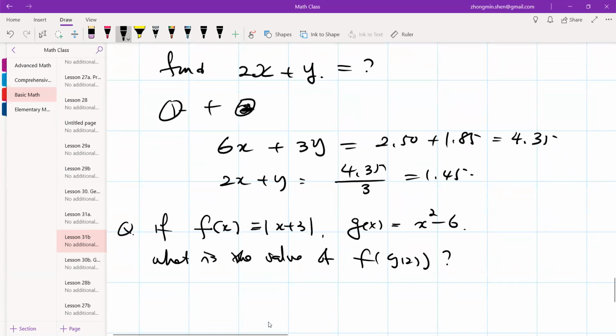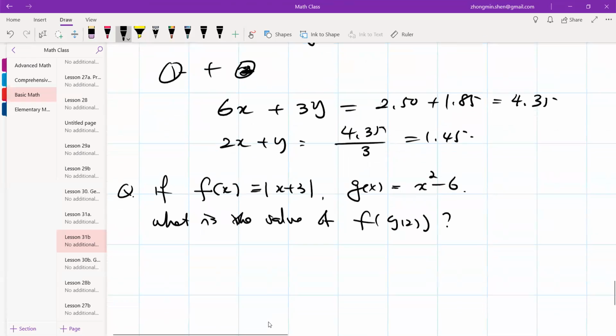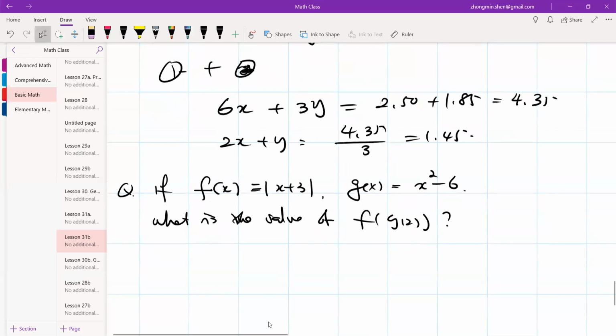Now you have to understand what that means, g of x. This means g of x represents x squared minus 6. So when we say g of 2, that is going to be just plugging 2 for x into the formula. So you get 4 minus 6, which is negative 2.